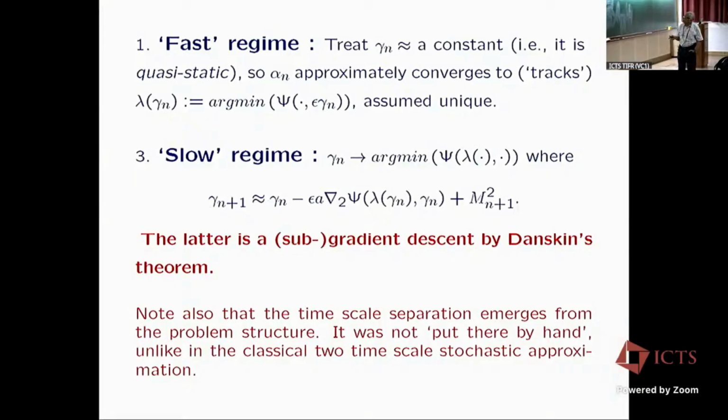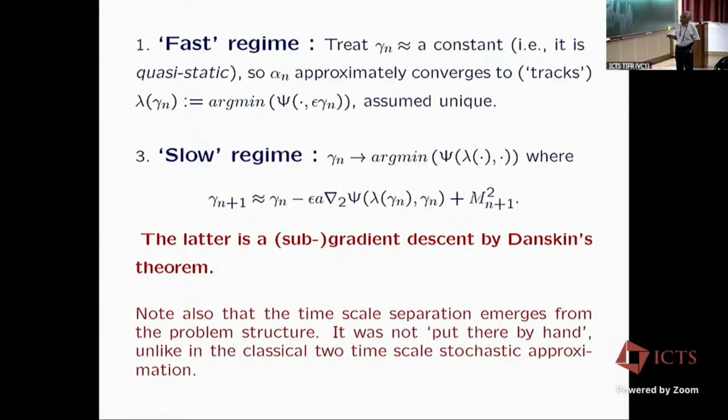The slow time scale, so because of that, in the gamma dynamics you can replace x by lambda of gamma n. And then this is kind of autonomous. I mean, the dynamics involves only gamma n. There may be x dependence here, but it doesn't matter. The noise is getting averaged out in stochastic approximation. So this will converge to the minimum of psi of lambda of gamma comma gamma, and that's a classical 2 time scale. And again, I'm simplifying.